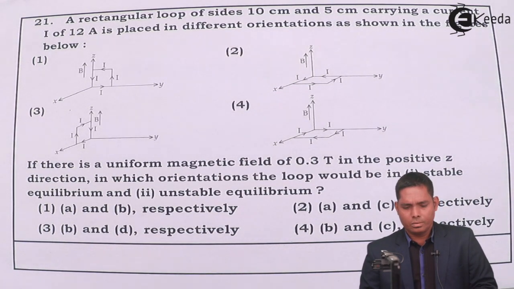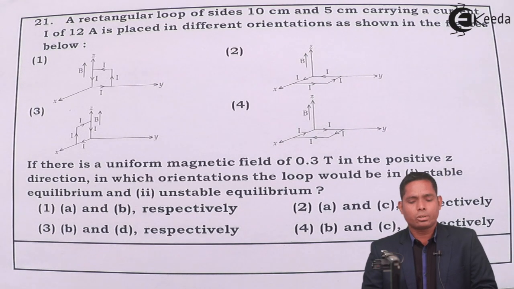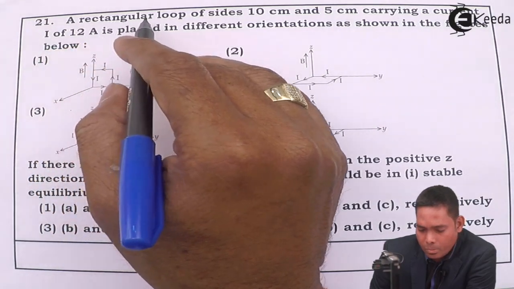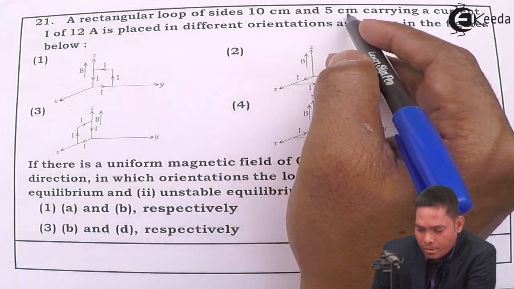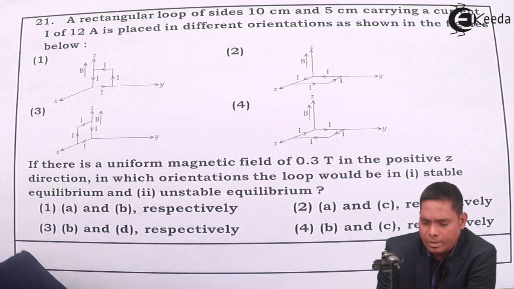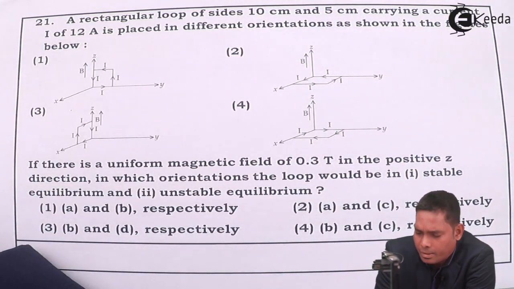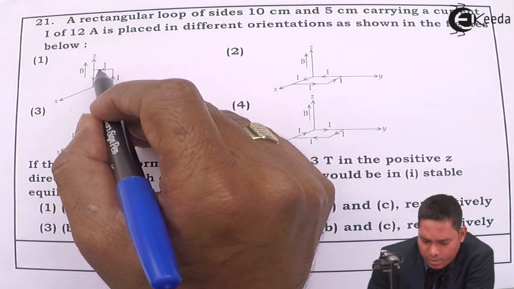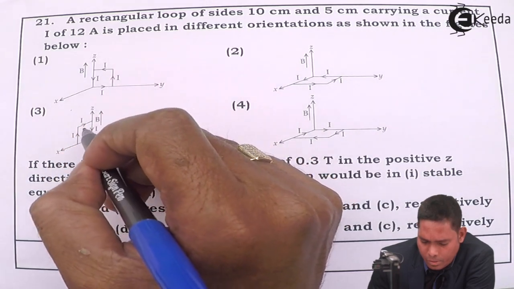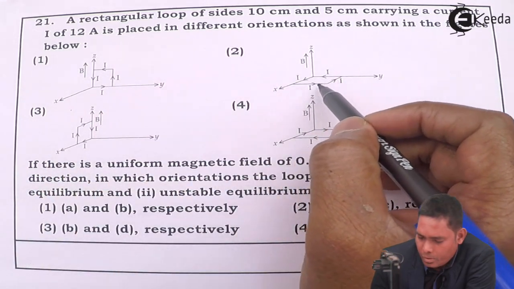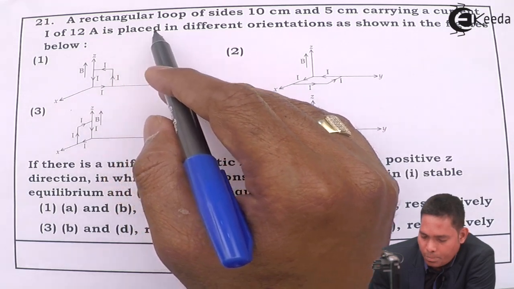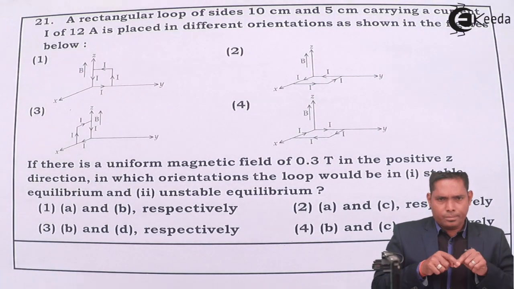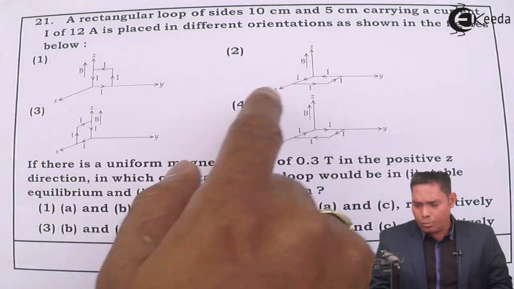Hello students, let us move to the next question, question number 21. It talks about a rectangular loop of side 10 centimeter and 5 centimeter. So the loop has length 10 centimeter and breadth 5 centimeter, carrying a current I of 12 ampere. Just like this, the current is 12 ampere. Here also it is 12 ampere, and it's placed in different orientations, as you can see in the four options.